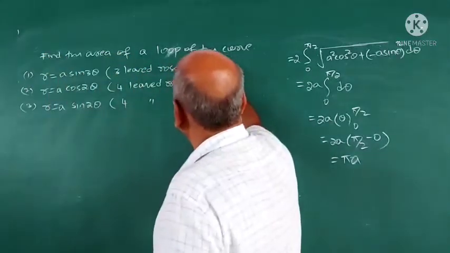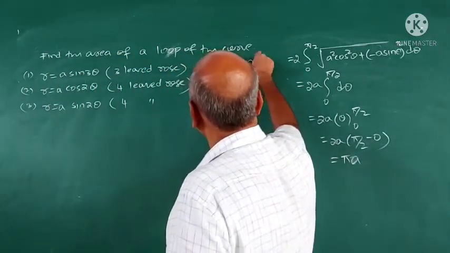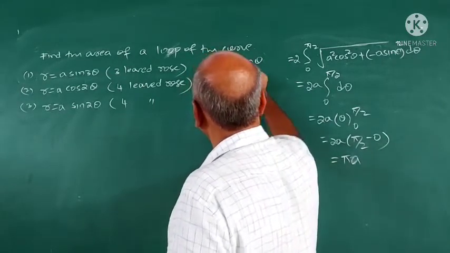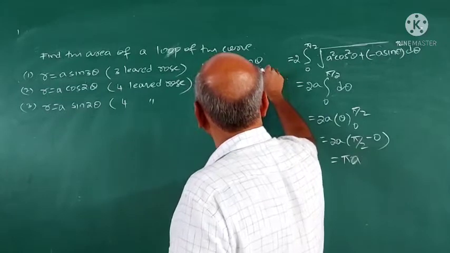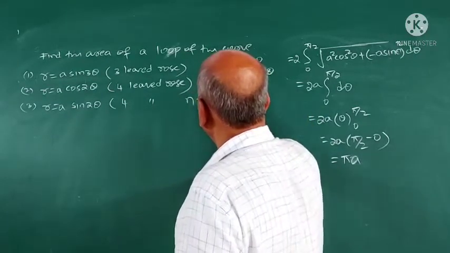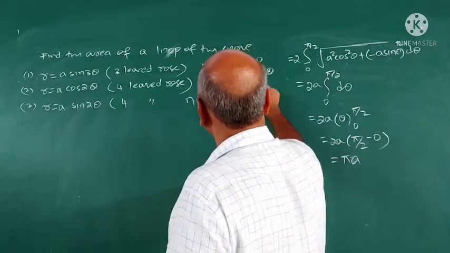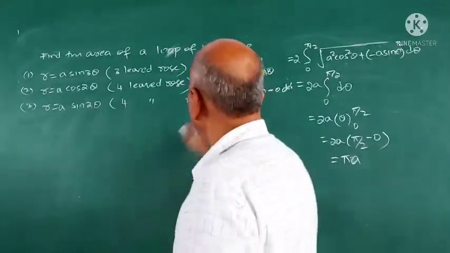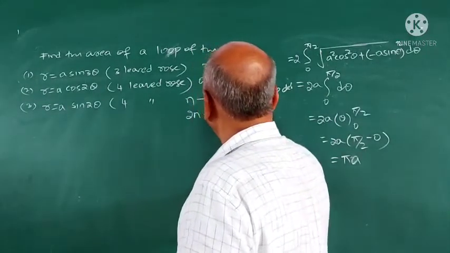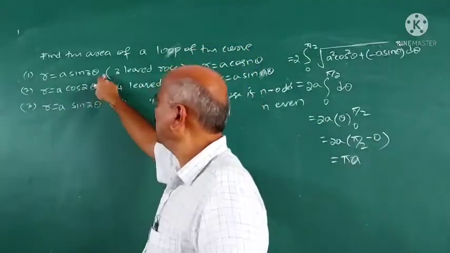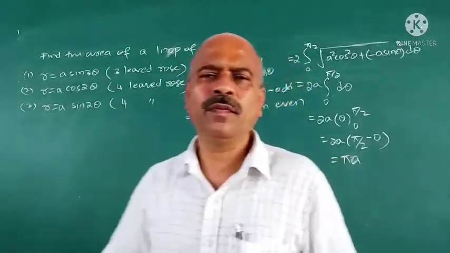See, the curve r is a cos n theta or r is a sin n theta has n number of equal loops if n is odd. Remember, very important. And 2n number of loops if n is even. Therefore, these two have 4 loops. This has only 1 loop.